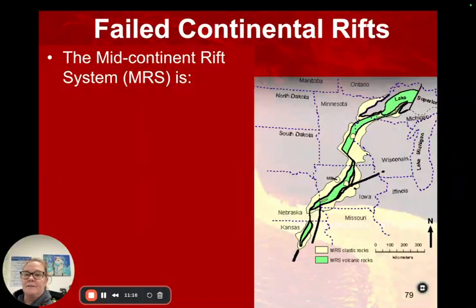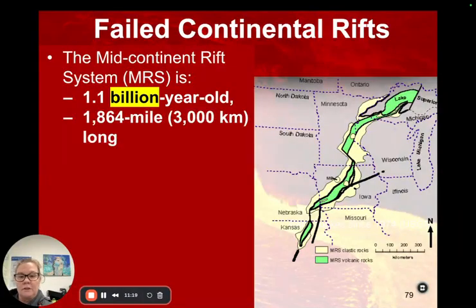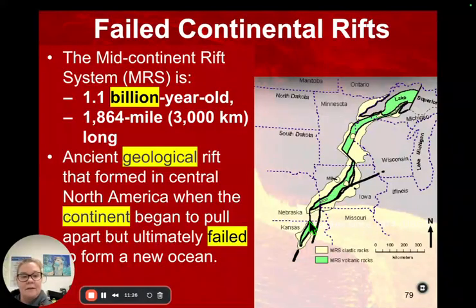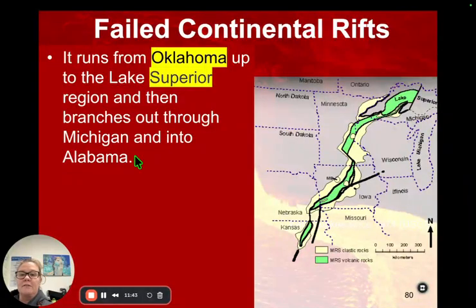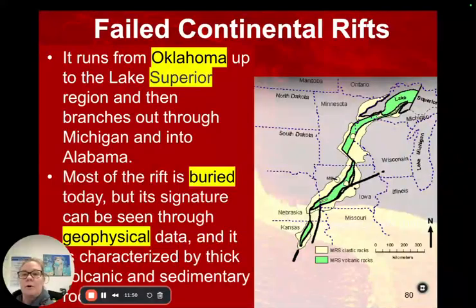But we have a failed rift here in the United States. The Mid-Continent Rift System is about 1.1 billion years old, and it goes from Lake Superior way down into Oklahoma. Notice it runs right through Nebraska. It's an ancient geologic rift that formed in central North America when the continent began to pull apart, but ultimately it failed and never formed a new ocean. It branches out through Michigan and Alabama. Most of the rift is buried today, but its signature can be seen through geophysical data, and it is characterized by thick volcanic and sedimentary rocks. That's pretty cool.